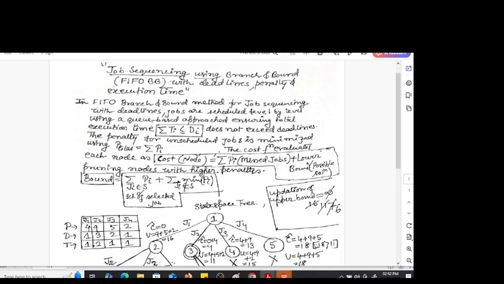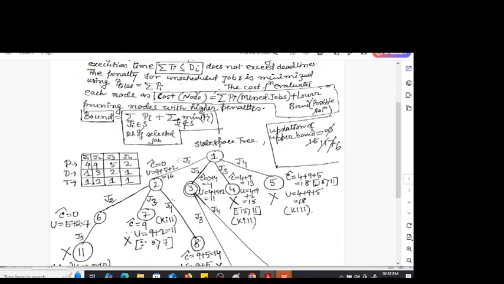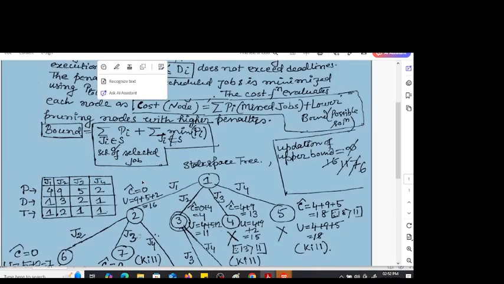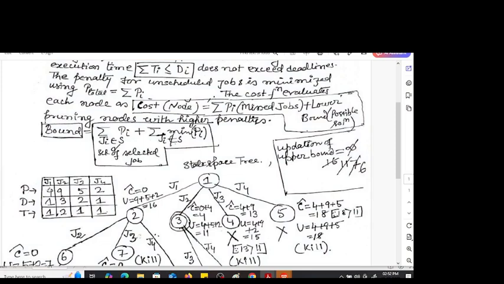So basically the execution time should be less than the deadlines. This is the main thing, and there will be another component which is the penalty. Each job will be associated with penalties. So let's say we have four jobs: job one, job two, job three, and job four. Job one penalty is given. Job two penalty is 9. Job three penalty is 5. Job four penalty is 2.